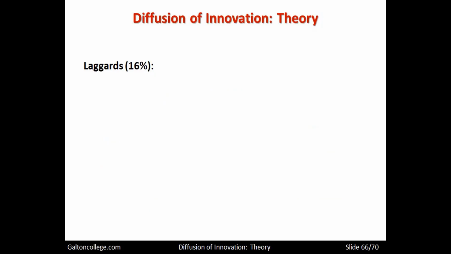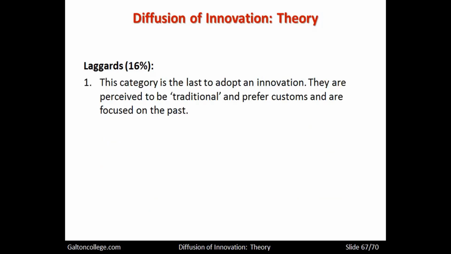And finally, we've got laggards, 16%. These figures are just very rough, but it's what the literature suggests, and I don't think they're empirical statements. They're not being researched as such, but they're interesting figures. Say around 16% are laggards. This category is the last to adopt an innovation. They could be perceived as traditional and prefer customs that are focused on the past. These people are looking backwards to the old days, the good old days.